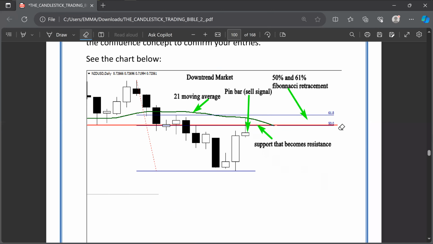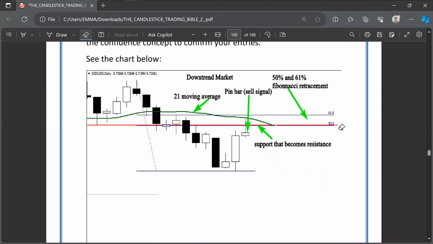When we put the 21 moving average and the Fibonacci retracement on the chart, we see that the pin bar is rejected from these levels, which indicates that this level is very important, and sellers are willing to push the market lower. Here is an example.